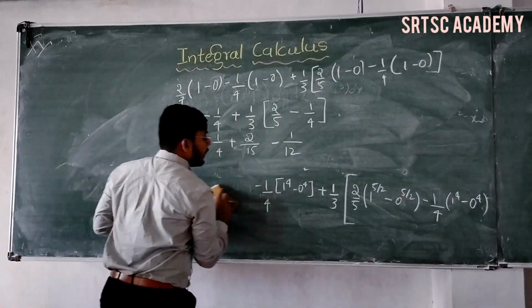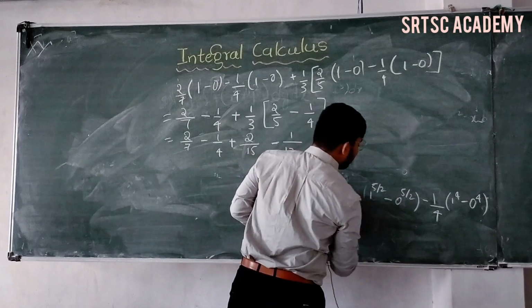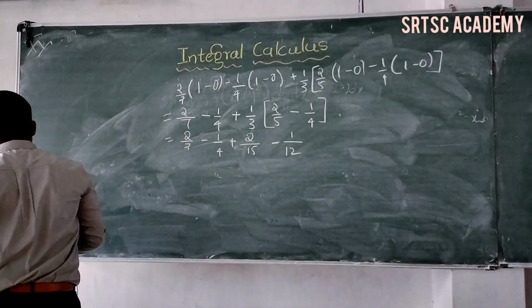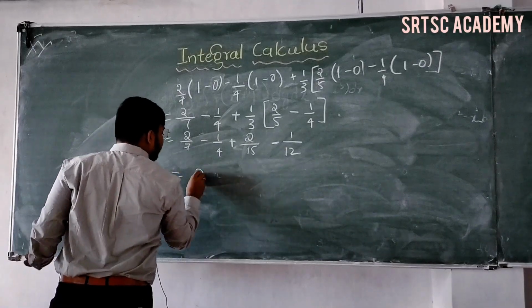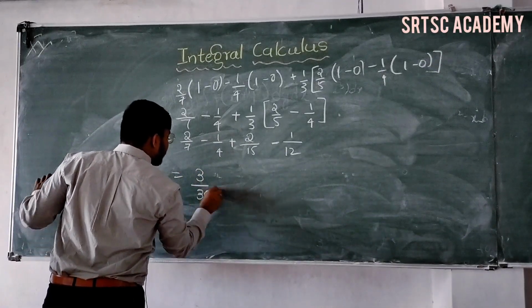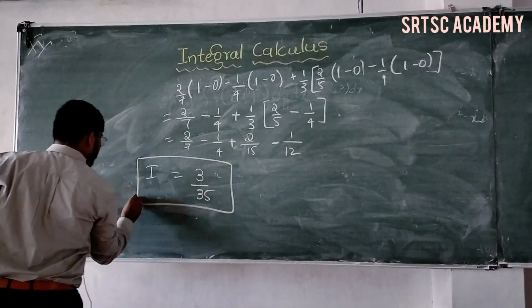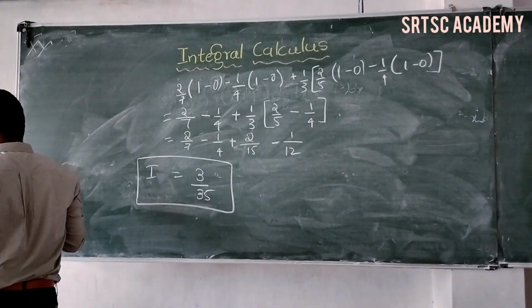Calculate it on the calculator or take the LCM and find the answer. You will get the answer like 3 by 35. Your final answer is I equals to 3 by 35.